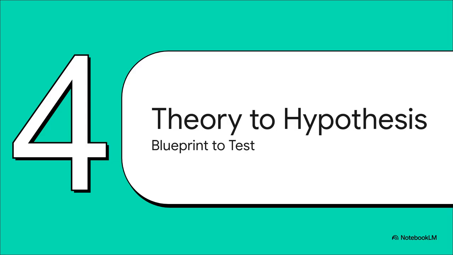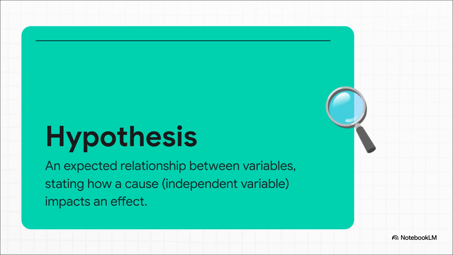But a drawing is one thing. How do we know if the building will actually stand up? Well, we have to stress test it. And that means we need to translate our big, broad theory into something concrete and testable. We need a hypothesis. A hypothesis is where the rubber meets the road. It's the direct, testable prediction that comes straight from your theory.